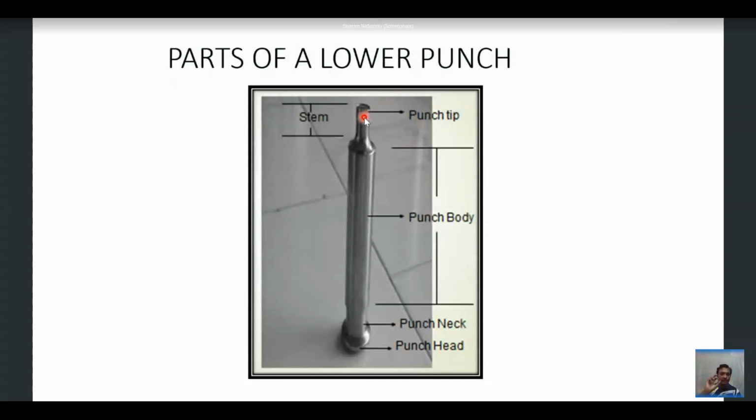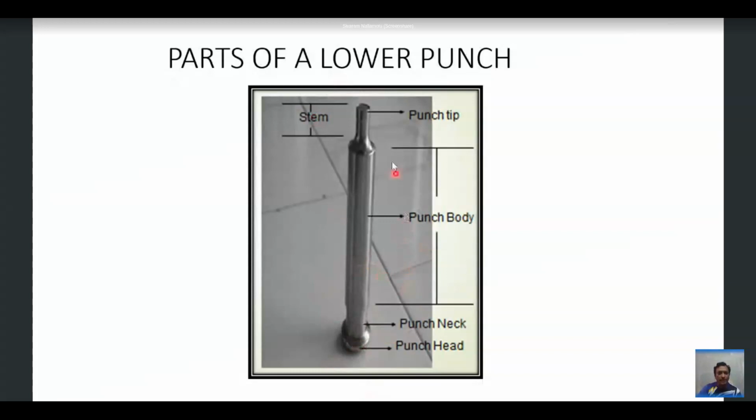And the main purpose of the stem is to give the desired strength to the punch tip, and ultimately the punch body gives the ultimate power to the entire punch. And the punch head and punch neck are mainly responsible for moving the punches. For example, let us say the head portion has an outer diameter and an inner diameter, where it exactly coincides with the cam tracks. So the cam tracks are going to guide the punches by means of this punch head.